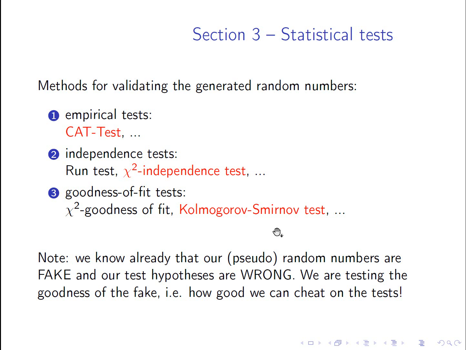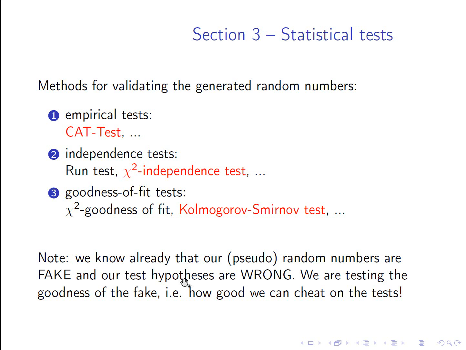Statistical testing sometimes does a bit of twiggles in the mind. Statistical tests for Monte Carlo are a bit easier. Why is it easier? Because we know that our pseudo-random numbers are fake. They are never realizations of uniformly distributed random variables on 0, 1. They are never realizations of the standard normal distribution. So our test hypotheses are wrong, always wrong.